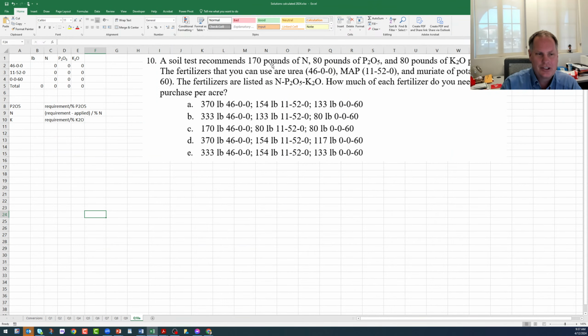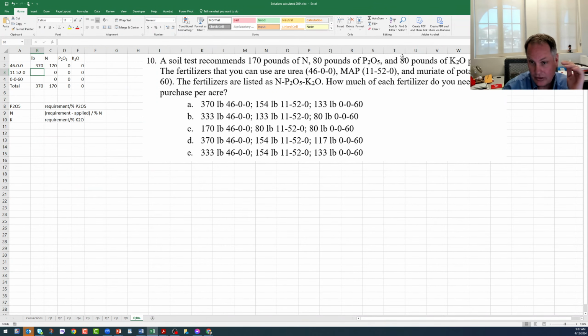It would be tempting. The way that you get the pounds of fertilizer is simply take the pounds of product that you need, divide by the percent. So it would be tempting to simply go, okay, I need 170 pounds of nitrogen, divide that by 0.46, and now my nitrogen is completely squared away. I need to put out 170. I'm now putting out 170. Let's move to the next one.